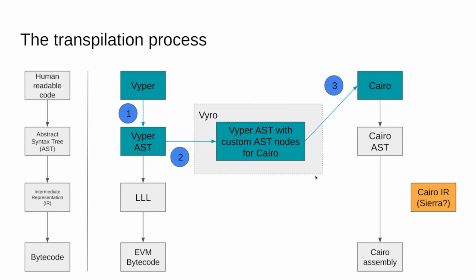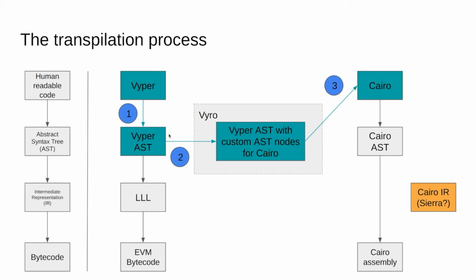The transpilation for Vyro takes place in 3 main steps. On the left, we can see the process for the usual compilation of a language, where it goes from human readable code to an abstract syntax tree, which is then converted to an intermediate representation before being assembled to its bytecode.